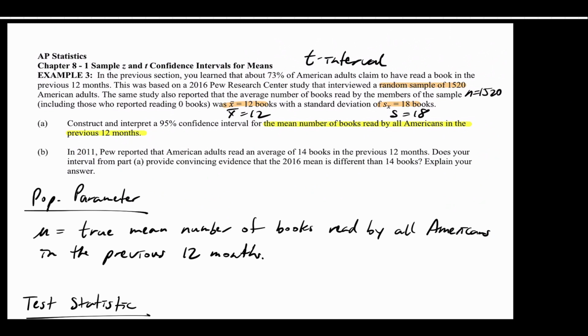So this one we do have sufficient evidence. We do have sufficient convincing evidence to say that that 2011 claim is wrong because it's outside of our interval. Okay? So we can say we do have enough evidence to say they're wrong.